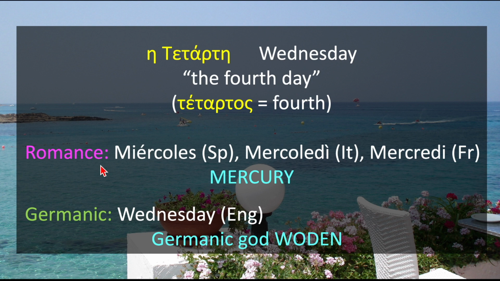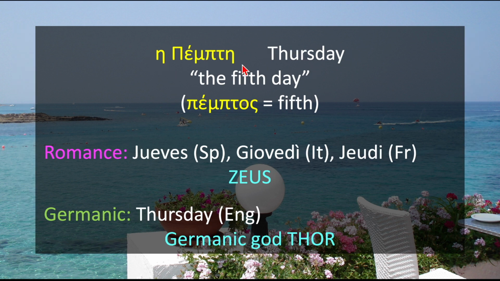In the Romance languages, it's associated with Mercury. For example, miércoles in Spanish, mercoledì in Italian, mercredi in French. In the Germanic languages, the word is associated with the Germanic god Woden, who is the equivalent of Mercury. For example, Wednesday in English. Η Πέμπτη, Thursday, comes from Pemptos, which means fifth. So, η Πέμπτη is the fifth day.